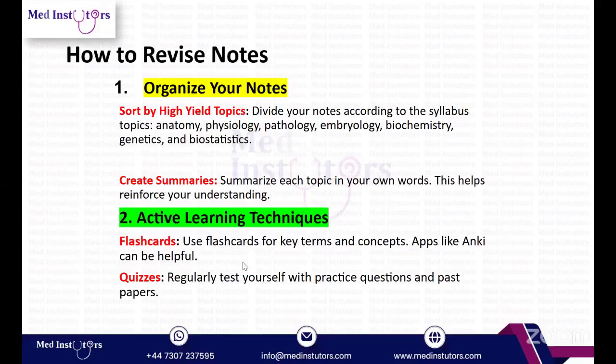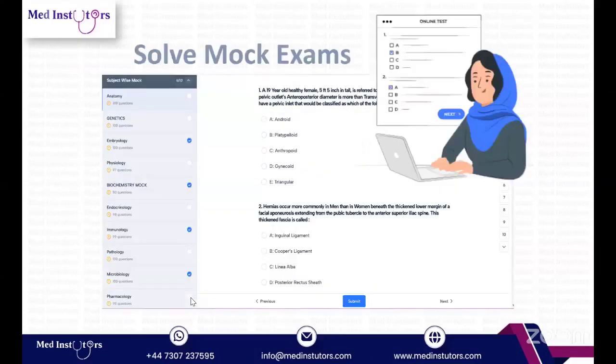You can use some active learning techniques, and you can follow the flashcards. If you have made some for yourself, then definitely spend some time on them. For example, if you are at the hospital and you have 15 to 20 minutes, you can go through the flashcards. Quizzes are very important. Regularly test yourself with practice questions and past papers.